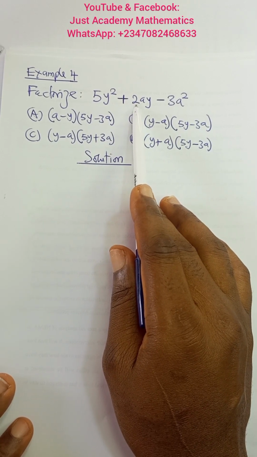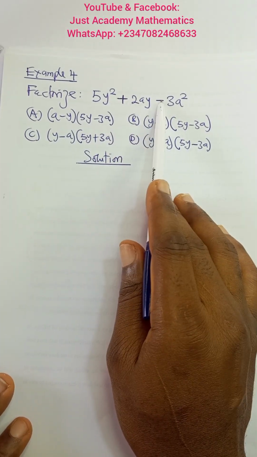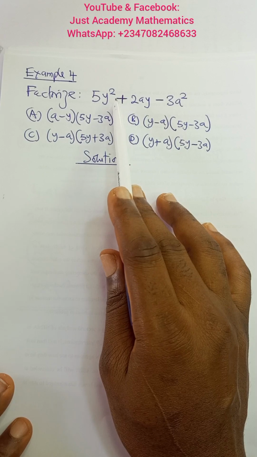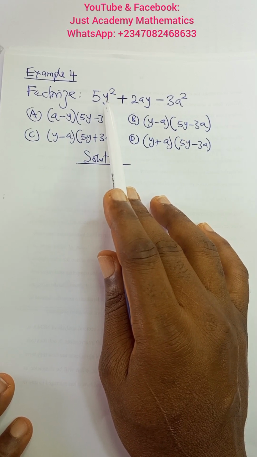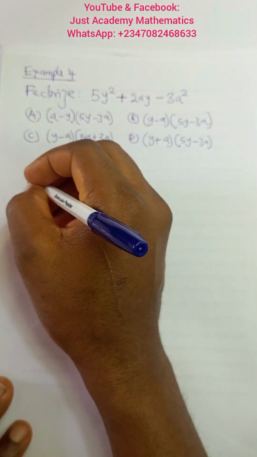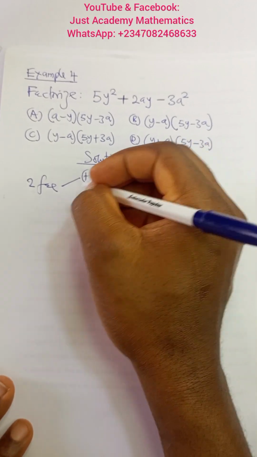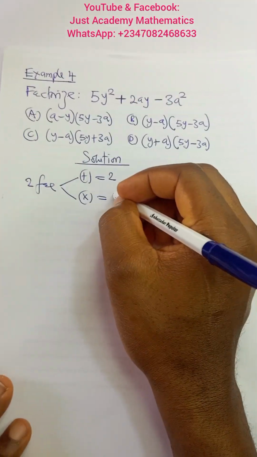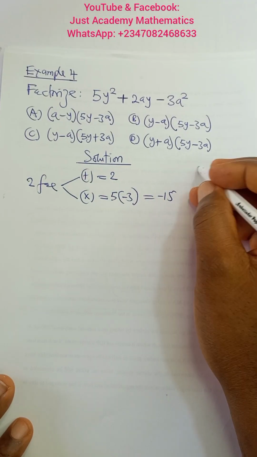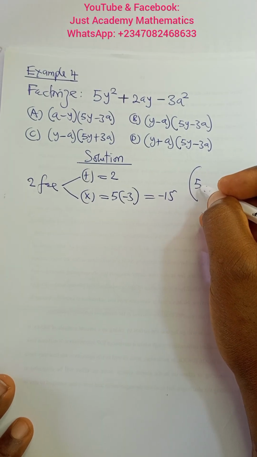You look for two numbers that you add to give you 2, and that you multiply to give you 15, minus 15. The factors of minus 15 include 1, 3, 5, 15. You know what I'm talking about. I taught you that in our last class: you look for two numbers you add to give you 2, and you times to give you AC, which is minus 15. And of course, the two numbers will be 5 and minus 3.